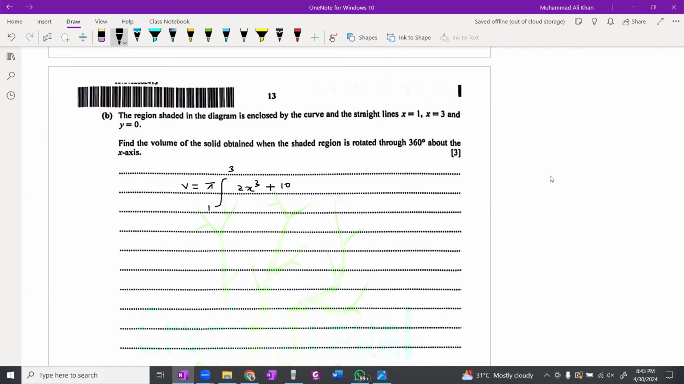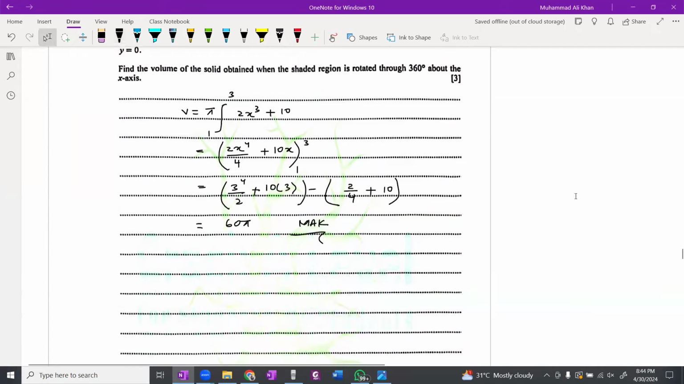Multiply by pi. So now it will be 2x⁴ over 4 plus 10x from 1 to 3. Apply limits. So it will be 3 power 4 upon 2 plus 10 into 3, upper limit minus the lower limit, 2 upon 4 plus 10. So according to this, the final answer is 60 pi. 60 pi is the final result. Hopefully this question of 3 marks is also clear, a simple question.